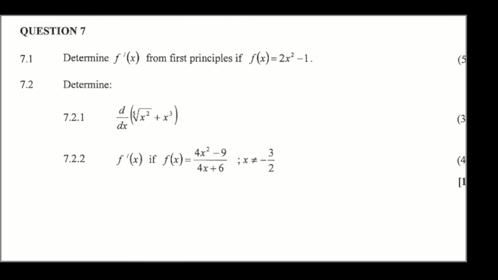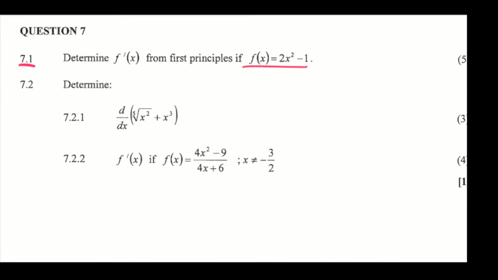Okay, so going to do question 7. 7.1, we are asked to determine f prime of x using first principles, right? And f of x is given as 2x squared minus 1. So let's do that. So we know that f of x is equal to 2x squared minus 1, right?